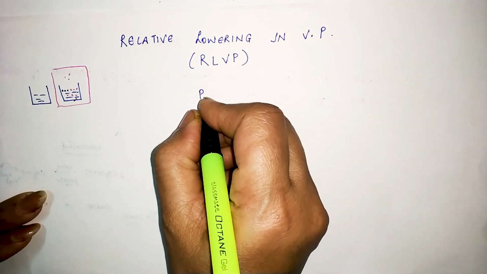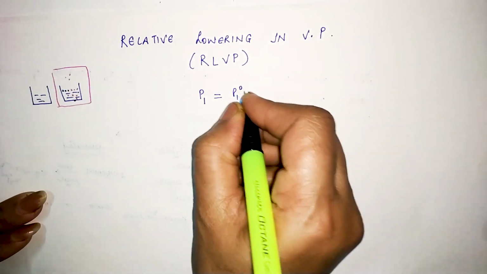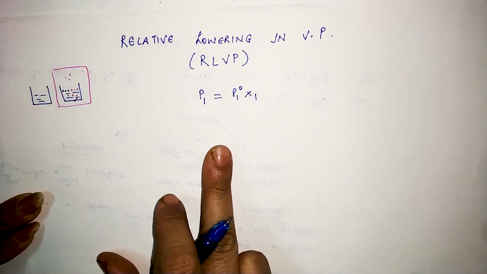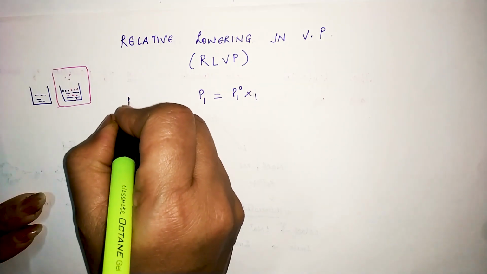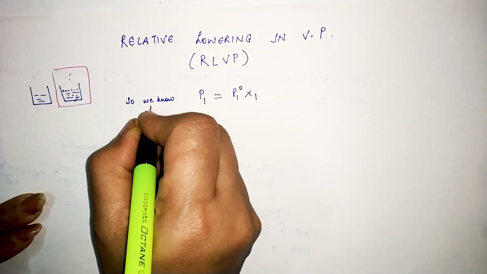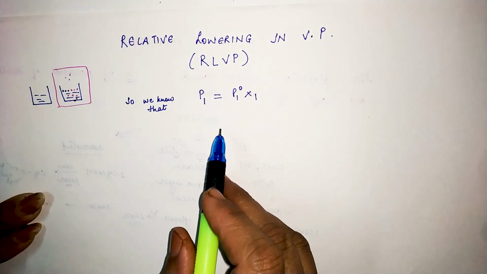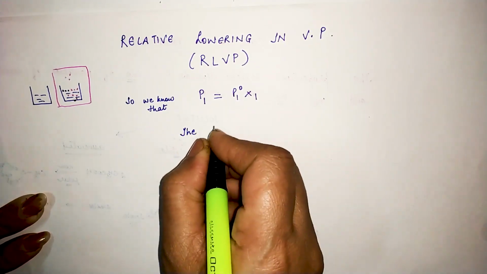For this lowering in vapor pressure for the non-volatile solute, Raoult gave an expression which we have read in the previous section. P1 is equal to P1 naught into X1. This we have already read in Raoult's law. So we know that P1 is nothing but P1 naught into X1.